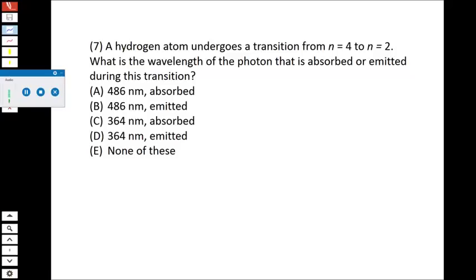So we're going from n equals 4 to n equals 2. These different n values represent the relative energy levels from lowest to highest, and they get closer and closer together as we go up, as I try to show here. So we have these different energy levels. They go up to infinity, obviously. And here we're going from n equals 4 to n equals 2.